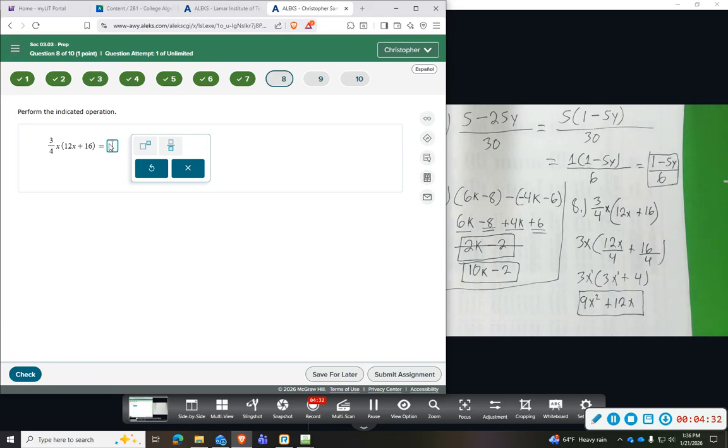So I'm going to say 9x, and then we'll add the exponent. Squared, and then plus 12x.